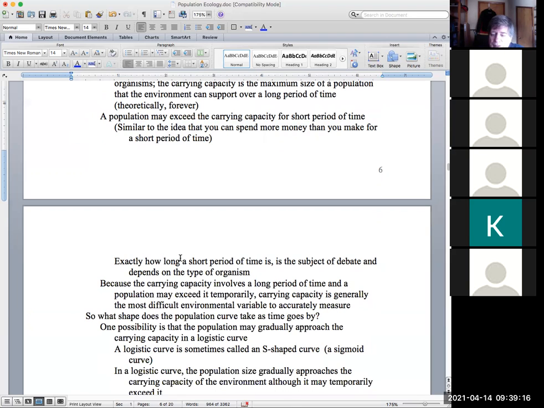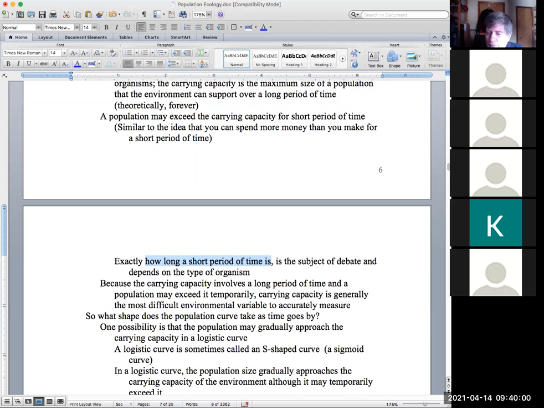Now, part of the problem is how long is this short period of time when we say that a population can exceed the carrying capacity for a short period of time? We don't know. It depends on the type of organism. It's hard to tell. We'll talk more later, but some people think that humans have now exceeded the carrying capacity of the earth for humans. And that we're in a temporary phase where we're above the carrying capacity. But at some point, there will be something that happens that decreases the population size.